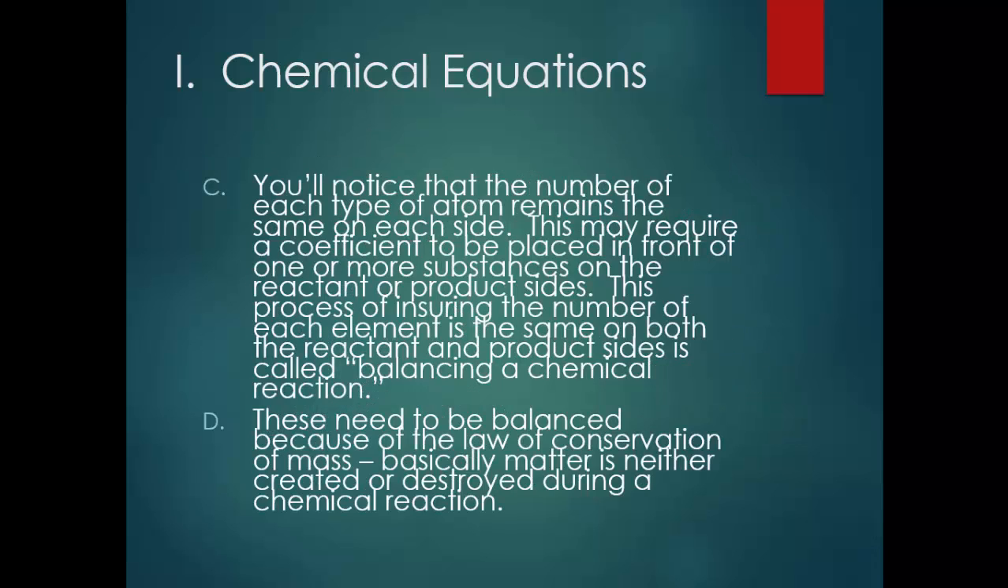Those coefficients are placed in front of a reactant or product on those sides, and that ensures that you have the same number of elements on both sides of your reaction, and that's called balancing a chemical reaction. They need to be balanced because of the law of conservation of mass, which means that in a chemical reaction, not necessarily a nuclear reaction, but a chemical reaction where there are bonds being broken or created, mass is conserved. It is neither destroyed nor created, so it's got to be the same on both sides.